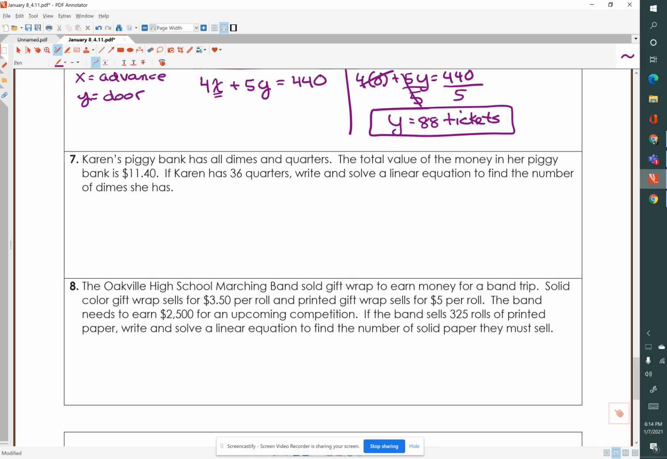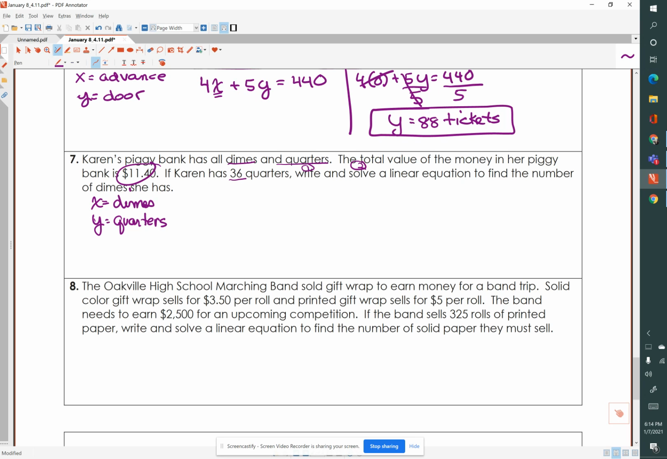So let's get back to our problem. Karen's piggy bank has all dimes and quarters. The total value of the money in her piggy bank is $11.40. I can already tell we're relating dimes and quarters. Let's finish reading. If Karen has 36 quarters, write and solve a linear equation to find the number of dimes she has. So let's make X equal our dimes and Y is going to equal our quarters.